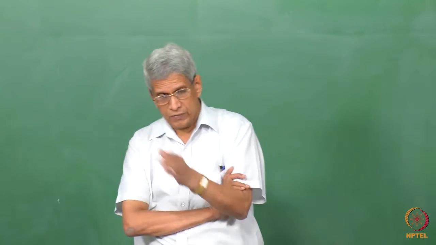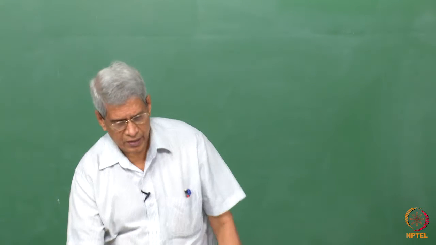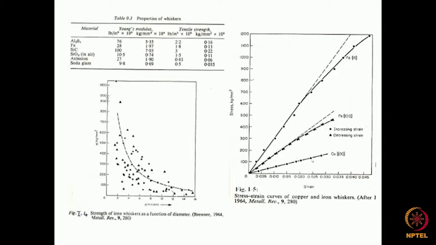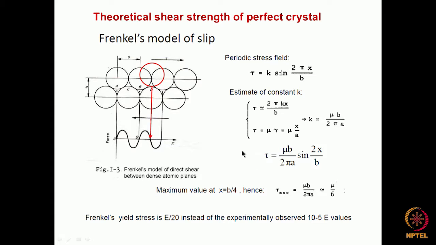We can calculate what is the stress which is required. This is called Frenkel's model of slip, in which we assume that there are no dislocations present. Before this concept of dislocation was put forward, suppose there is one layer of atoms and another layer of atoms sitting on top of it, and this layer has to be moved from one position to another identical position. It has to reach the position which is on top, and then it should come down to an equilibrium position.